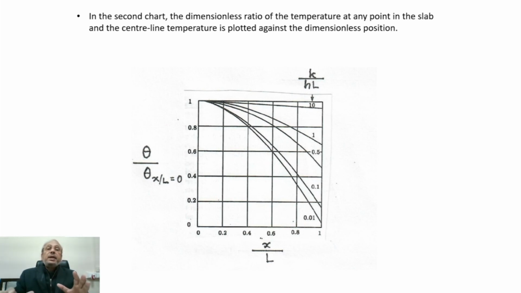And by making use of these two charts, we can find out temperature at any location within the slab after a given time, in the sense that we start with a uniform temperature distribution on the slab, and after a given time, it is being cooled from both sides. After a given time, what should be the temperature within the slab at any x location?